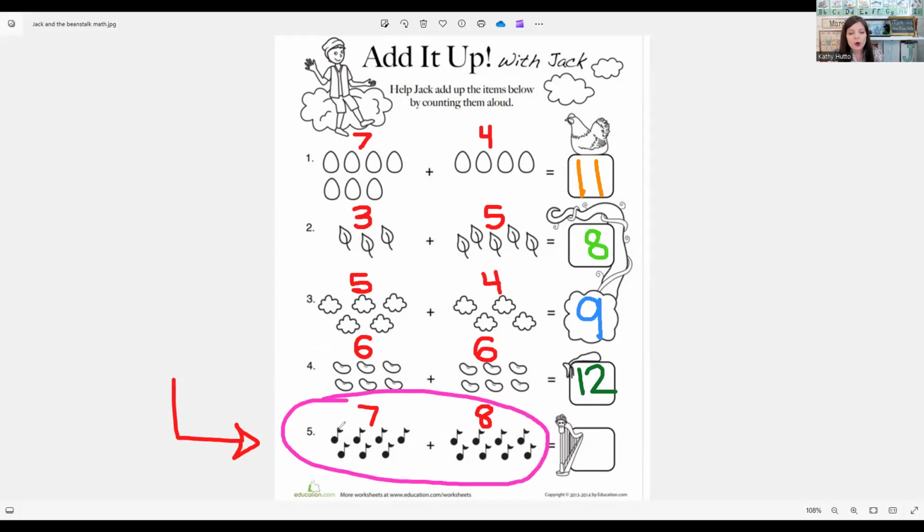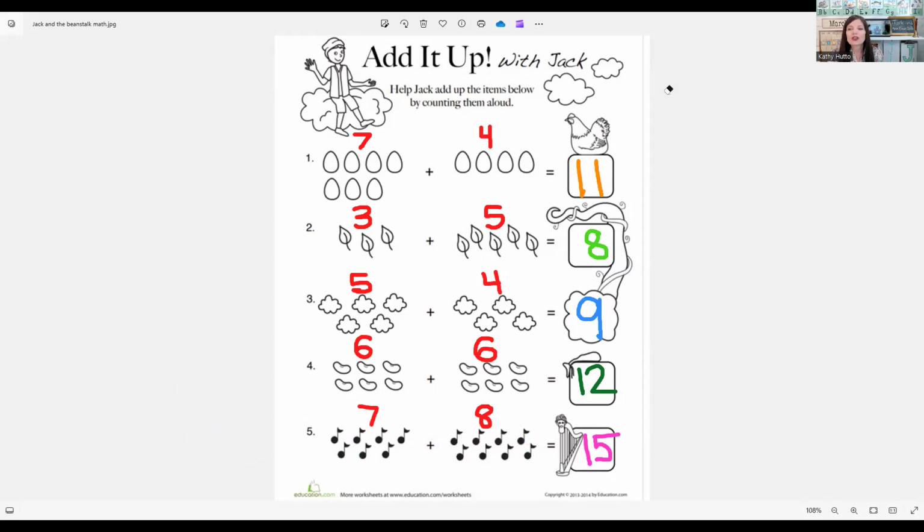Here we go. 1, 2, 3, 4, 5, 6, 7, 8, 9, 10, 11, 12, 13, 14, 15. 15. 7 plus 8 equals 15. Well, you did a great job with our math for today.